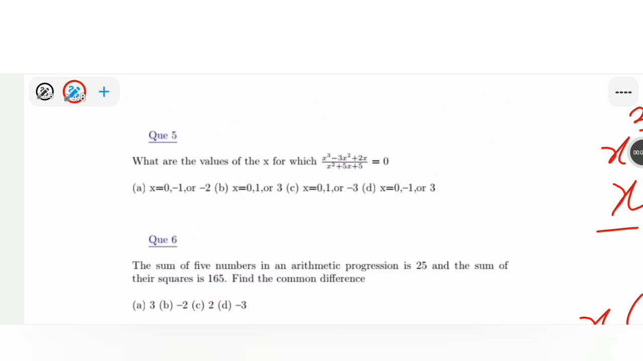So the answers are 0, 2, or 1, but the answer is not actually there among the options. It's supposed to be this one here. So I think there's a mistake in the question. Okay, this is supposed to be the answer. It's supposed to be 0, 2, or 1.